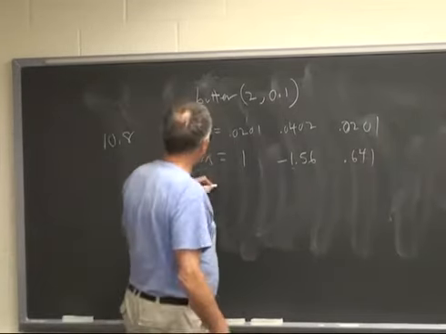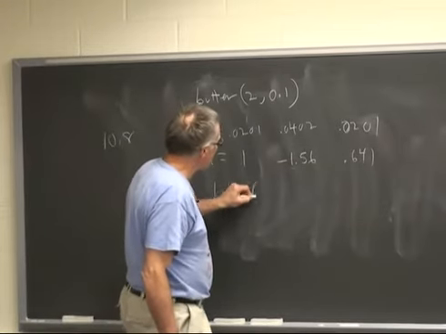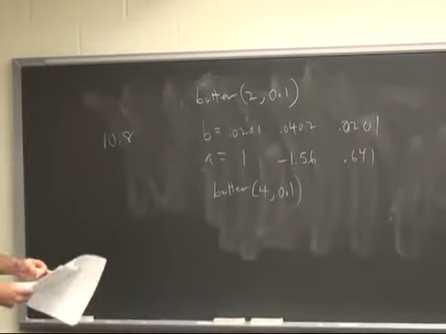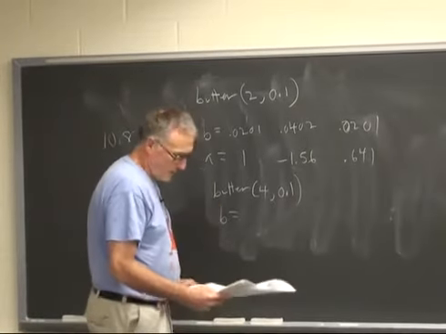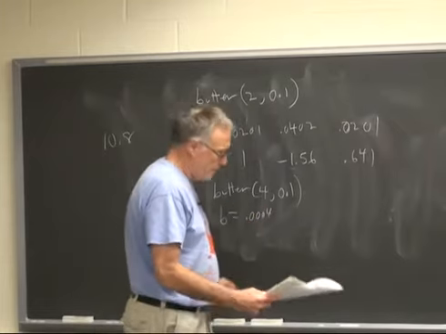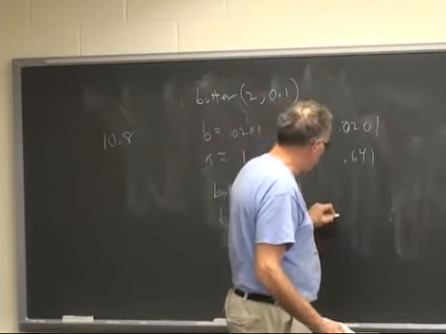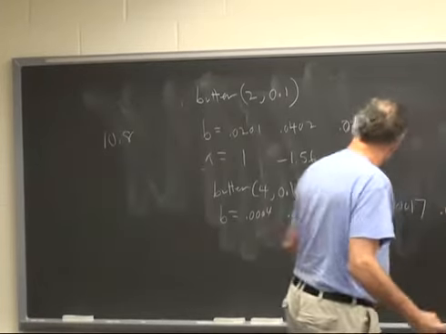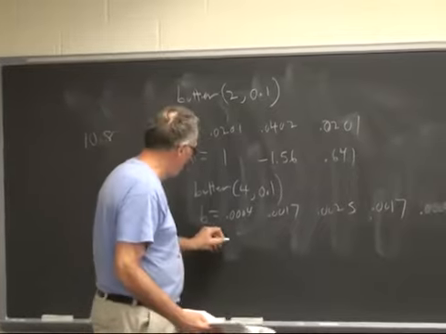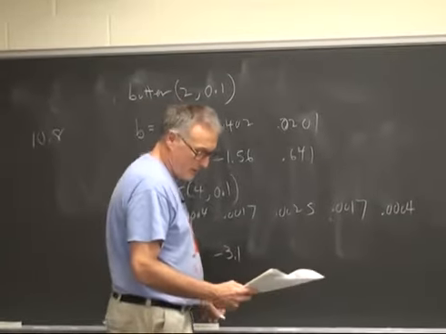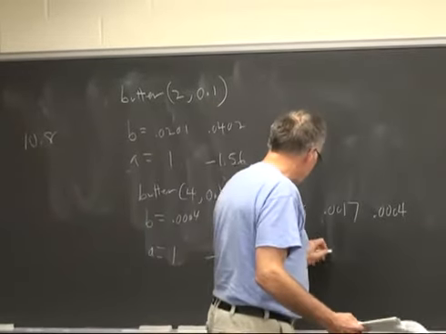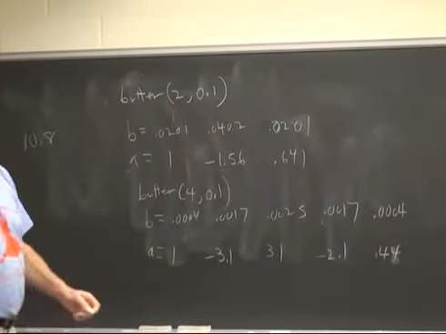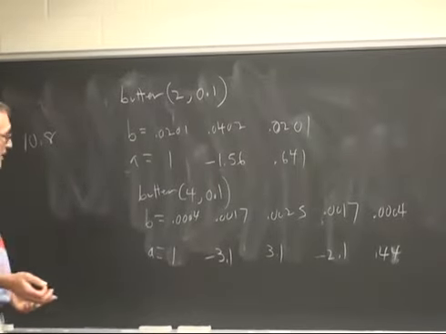If we go to a filter of size 4, and in Matlab you can try this with butter for 0.1, then we get coefficients like this: 0.0004, 0.0017, 0.0025, 0.0017, 0.0004, and A is equal to 1, minus 3.1, 3.1, minus 2.1, and 0.43, 0.44. So now the dynamic range is 1,000 to 1.